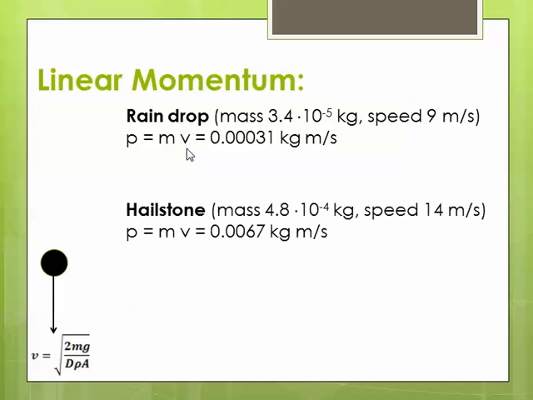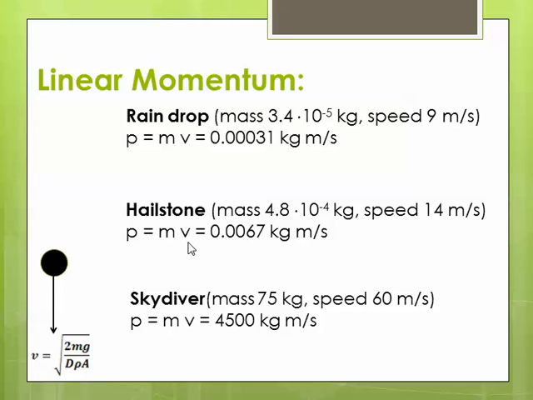The other example was a hailstone. It has a linear momentum of 0.0067 kilograms times meter per second. And the skydiver has a very large linear momentum of 4,500 kilograms times meter per second. Here in this little drawing, I've plotted the velocity of the object which is falling. So the velocity points downwards. The object is still falling towards the ground, and the velocity is given as the square root of 2mg divided by C rho A.